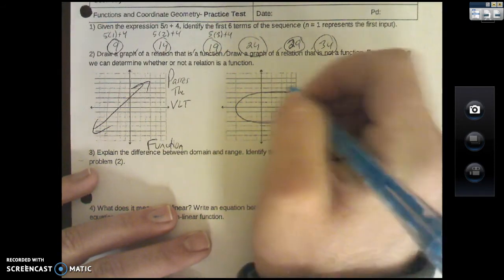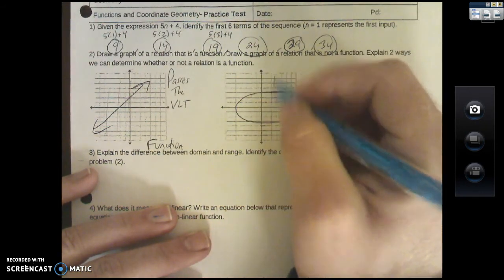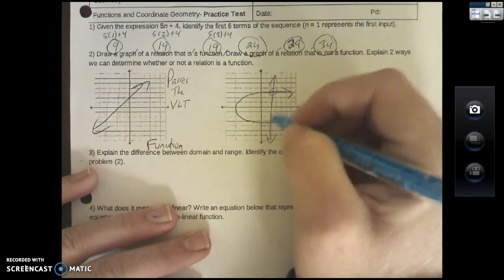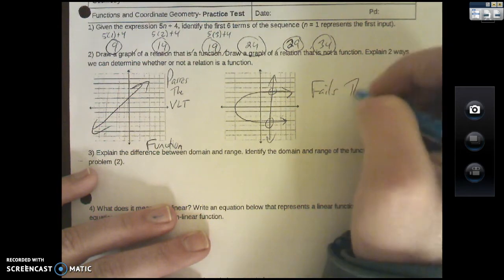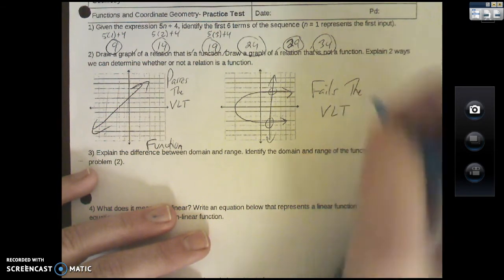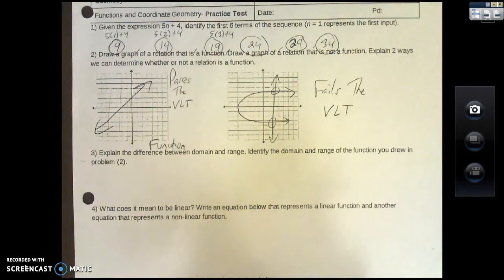Meanwhile, something that doesn't is maybe a sideways parabola. You'll notice if I draw a line straight up and down, I hit more than once. This fails the vertical line test. Okay?